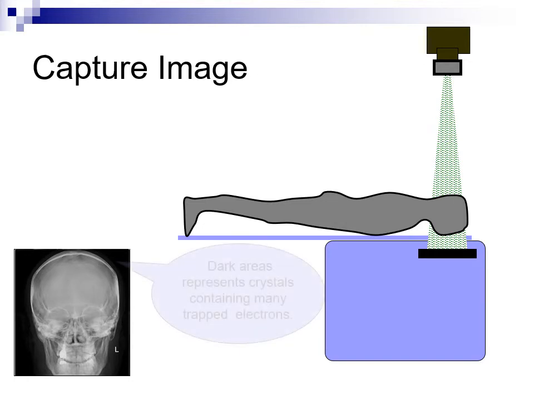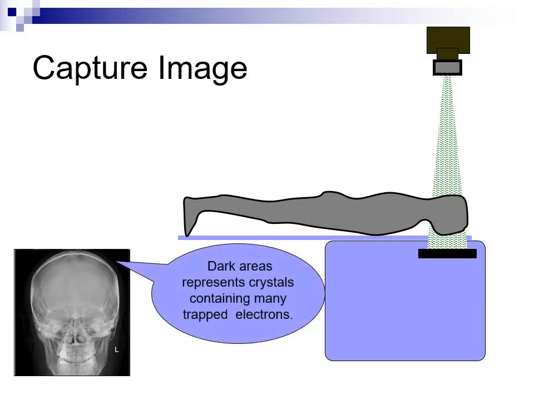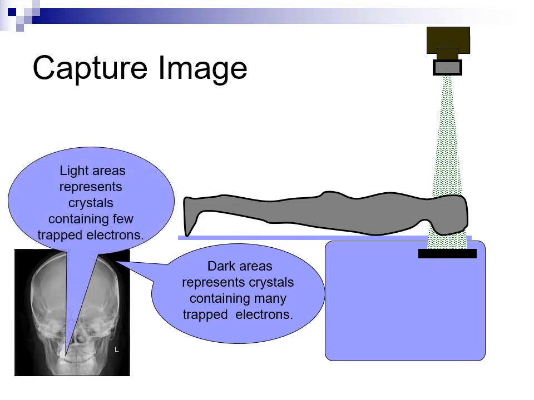The dark areas of the image represent areas exposed to large amounts of radiation and pixels that contained many trapped electrons, whereas the light areas masked by the metal fillings have pixels exposed to small amounts of radiation and subsequently had few crystals with trapped or excited electrons.